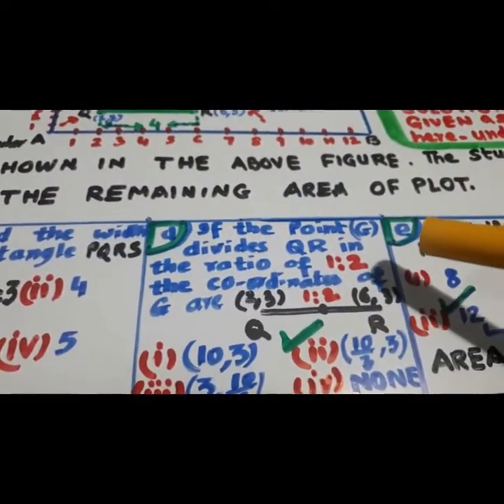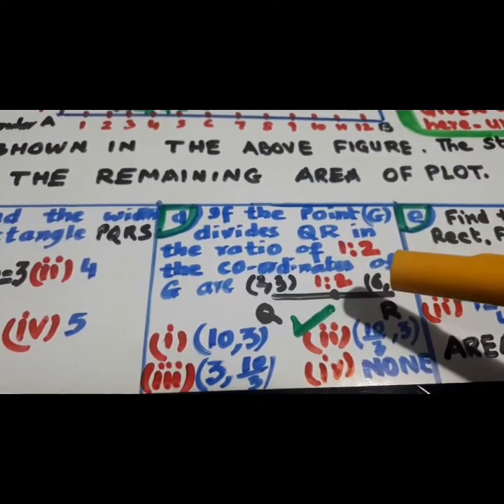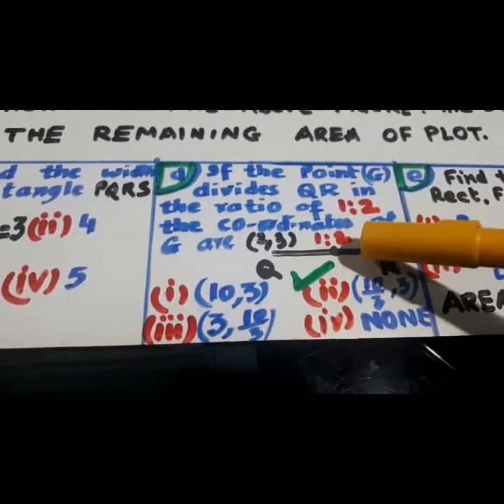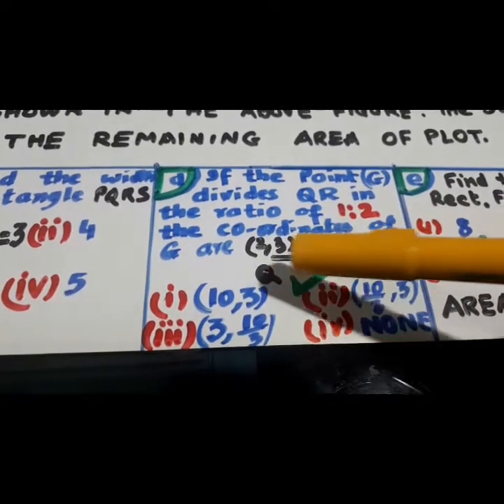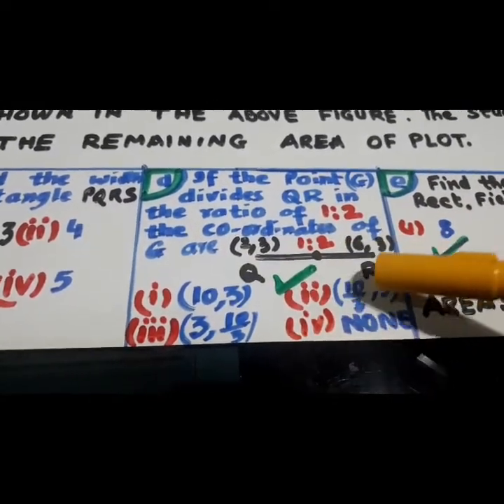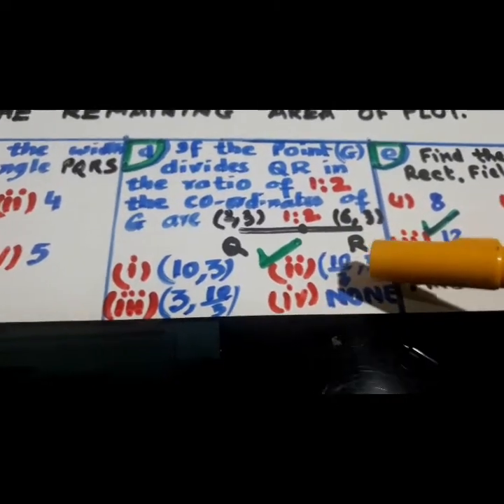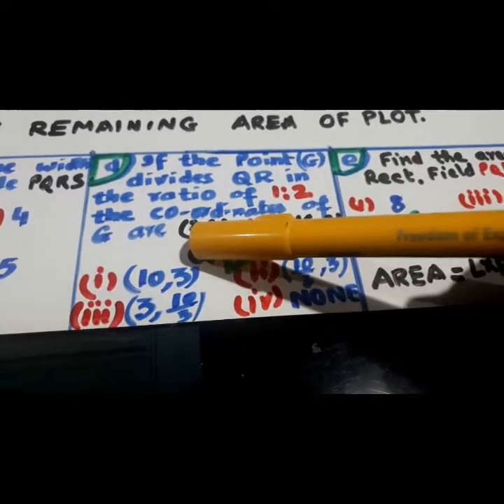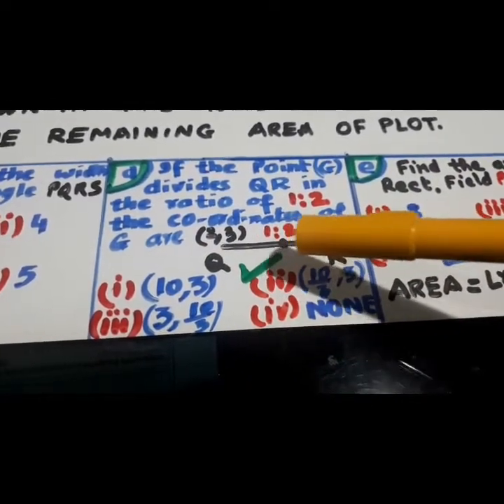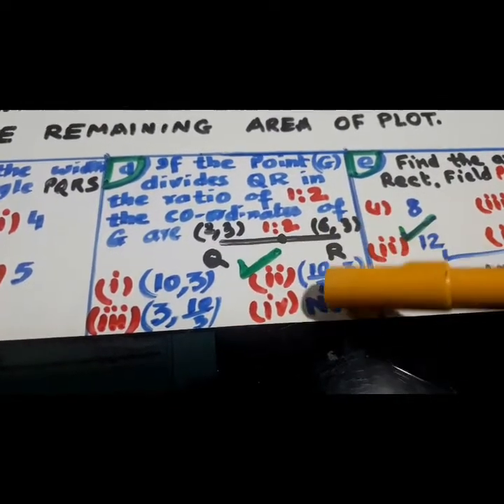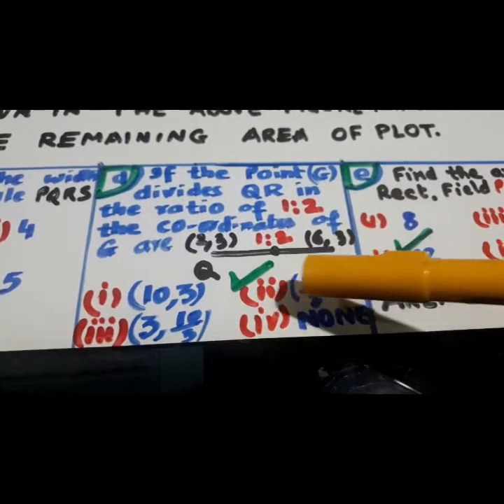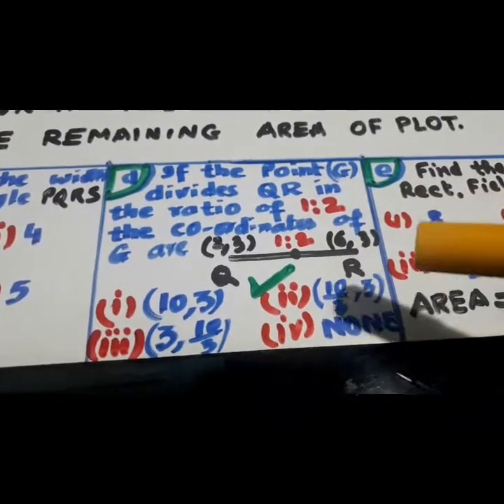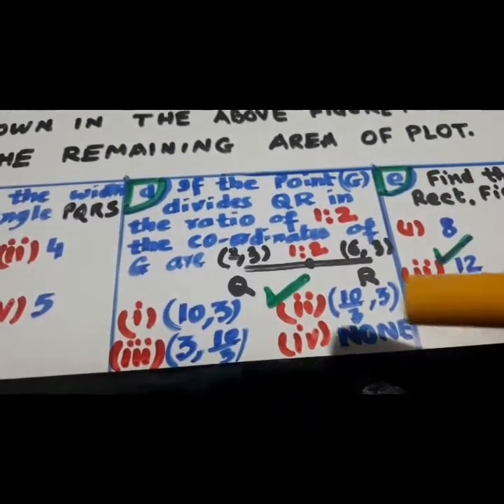Next, if the point G divides QR in the ratio of 1:2, the coordinates of G are, so we will find by the section formula. On applying the section formula on Q and R, we will get the second option. Look here, 1 into 6, 2 into 2, 6 plus 4 is 10, and 1 plus 2 is 3, so 10 by 3. Let us go for y, the ordinate: 1 into 3 and 2 into 3. So it will become this. So the second option comes.